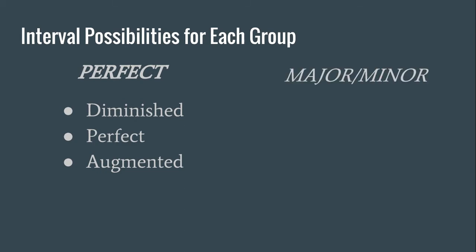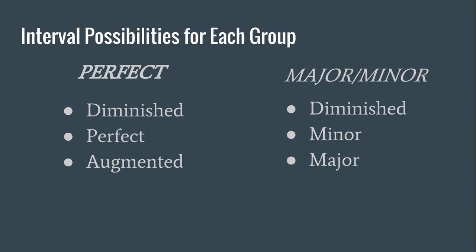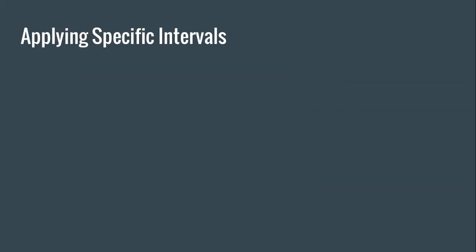And in the major minor group, we have 4 possibilities. You can have a diminished second, a minor second, a major second, or an augmented second. So any interval that was in that group would fall into those categories. So let's show you exactly what it looks like. Here's how we apply it.